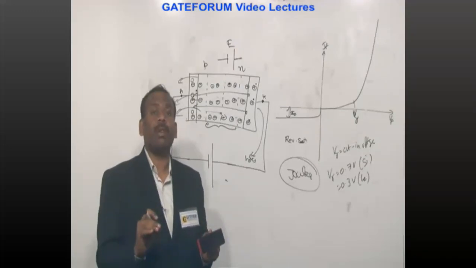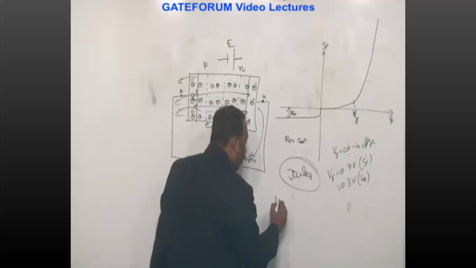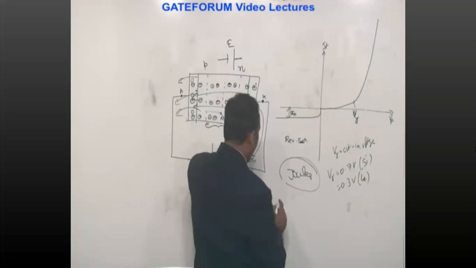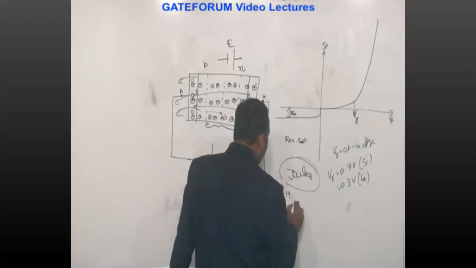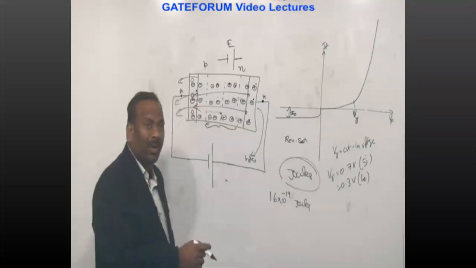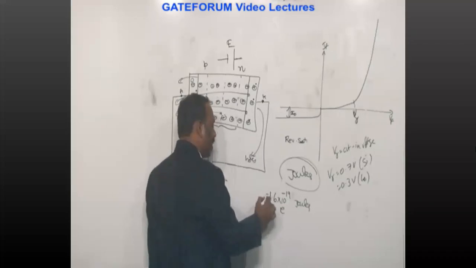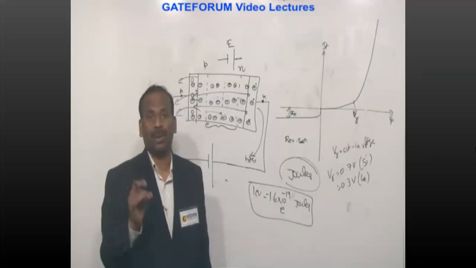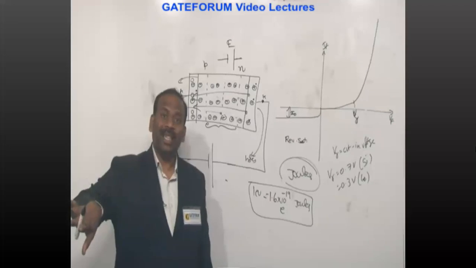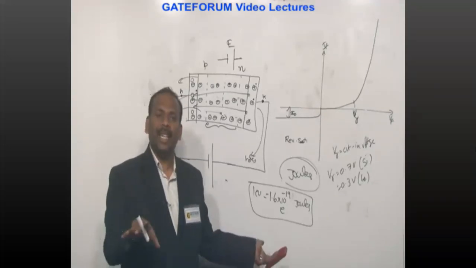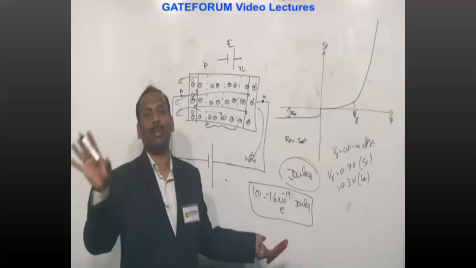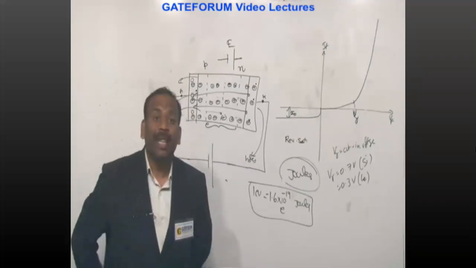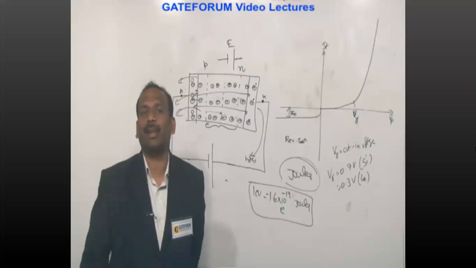To overcome that disadvantage, we are taking 1.6 into 10 power minus 19 joules. That means we are multiplying the joule with one electron. Therefore it is called one electron volt. It's nothing but energy, instead of expressing in joules, we are expressing in electron volts. Clear? Voltage is different, energy is different. Indirectly speaking, the only difference is 1.6 into 10 power minus 19. Clear, Srishma? So always in our applications, if it is a voltage, we'll get it as V. Else energy means electron volts.